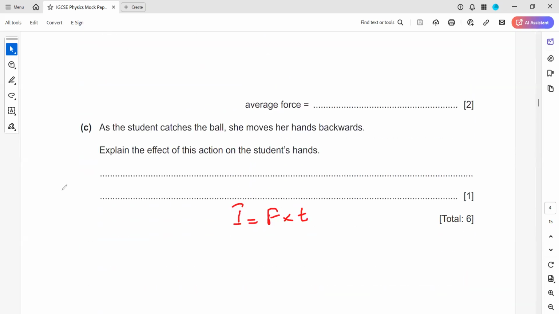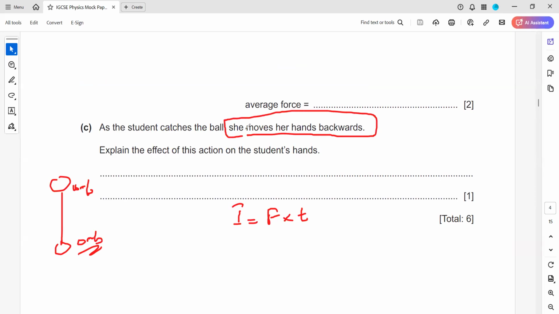If we stop any object which was initially moving at 18 meter per second, and if we take a longer time, as the student catches the ball, she moves her hand backward. So it means she will take a longer time to stop the ball. So for the same impulse, if we take a longer time, what will happen? The force experienced by the student will be less.